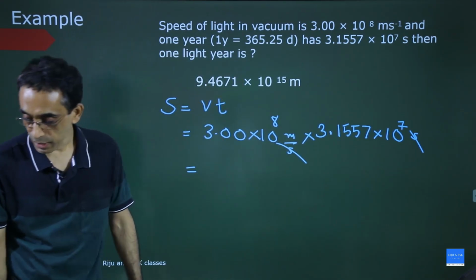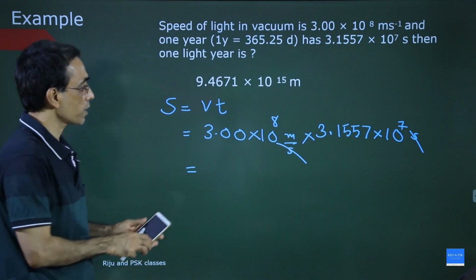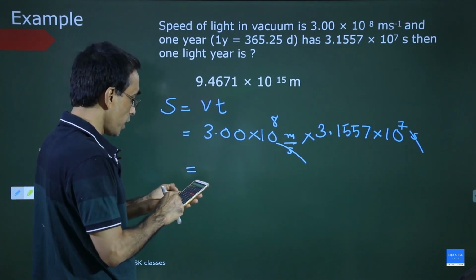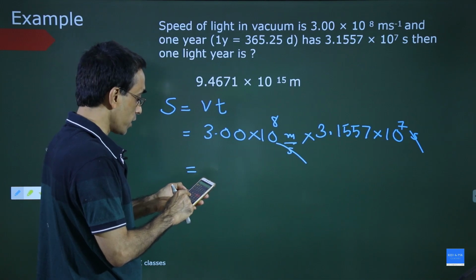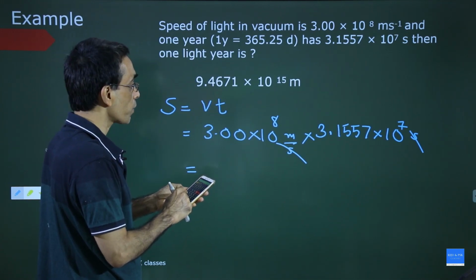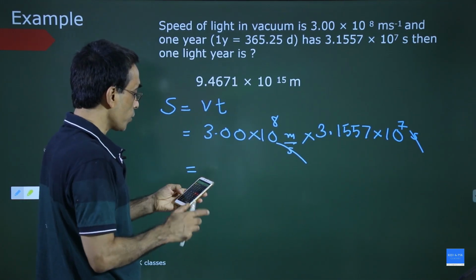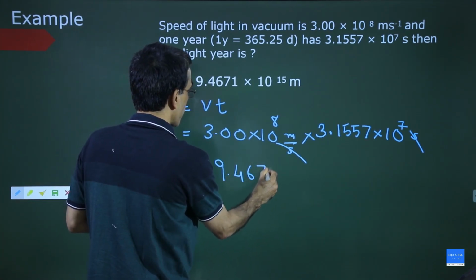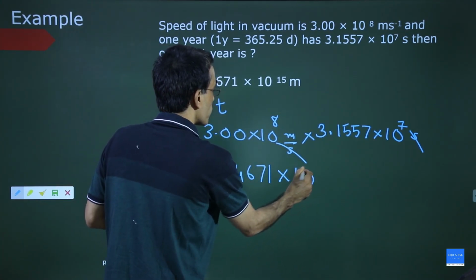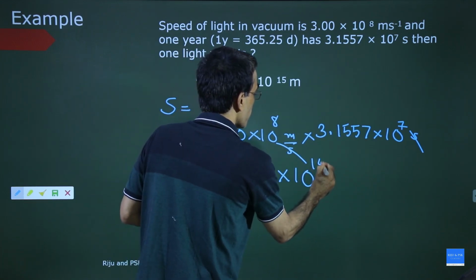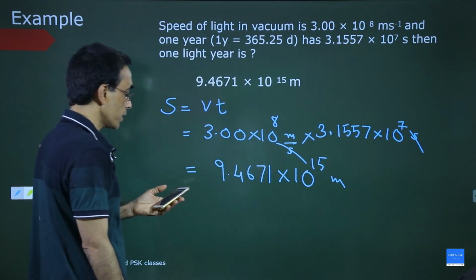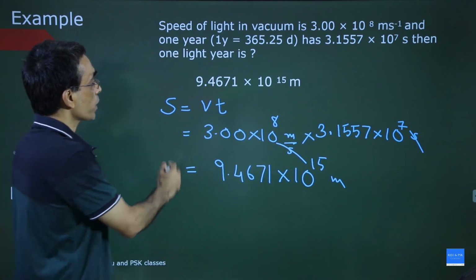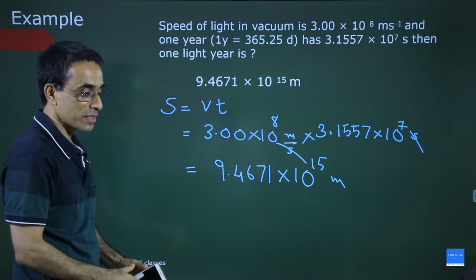And what will be your answer? I am going to take my calculator for this, because this is a number which I can't do very quickly. I can't do that manually fast. 3.1557, and your answer will be 9.4671 into 10 to the power 15 meter. That's the answer. Okay. Now, oh my God, it was here 9.461. I didn't see that. Fine.